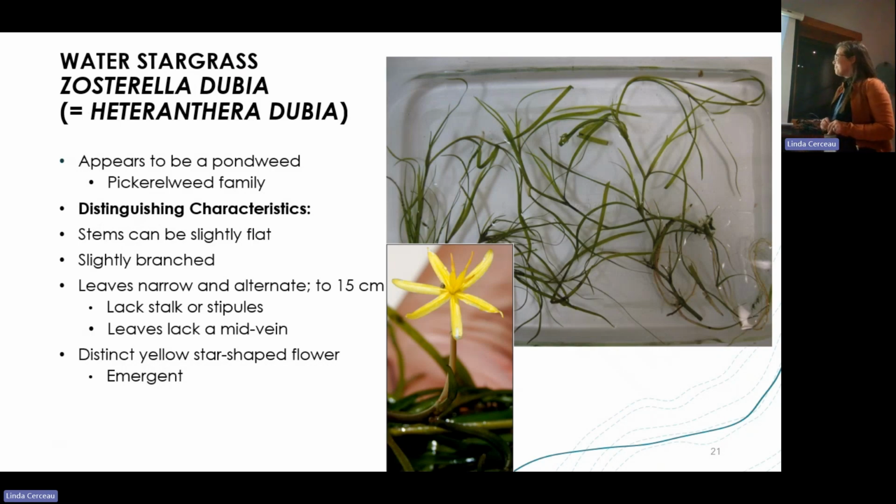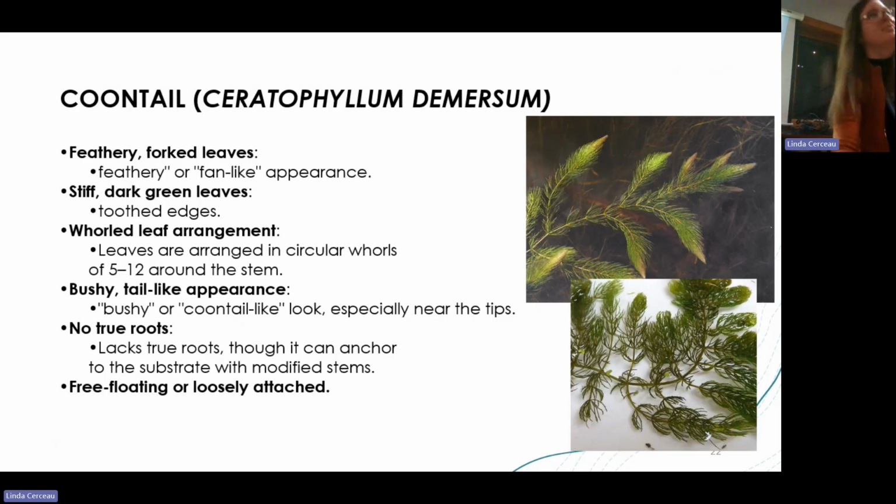The stems can be slightly flat and slightly branched overall. They typically lack an overall stipule, and the leaves generally lack a midvein. There's no distinct midvein to see. And again, this one tends to hang out closer to the emergence on the shoreline. It is native.